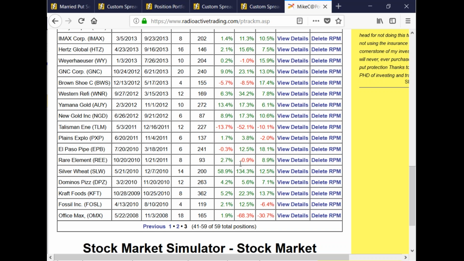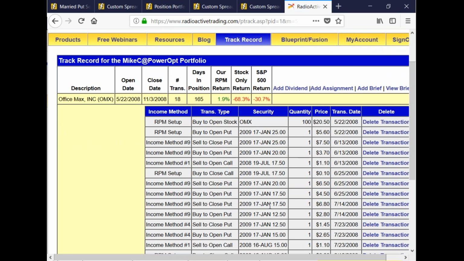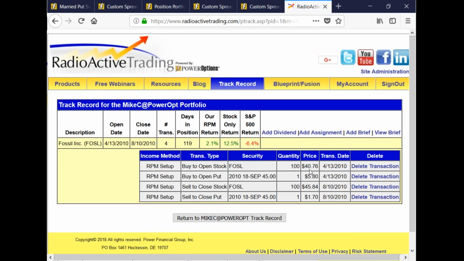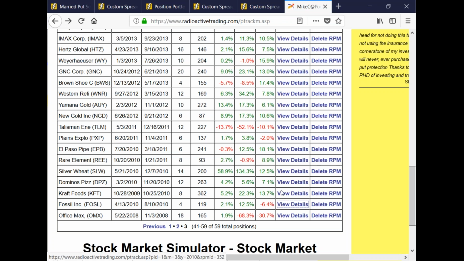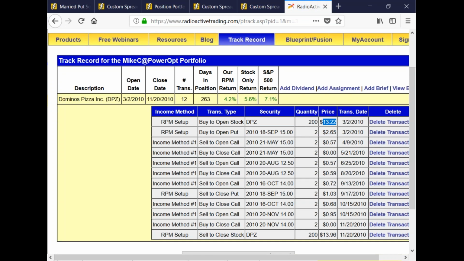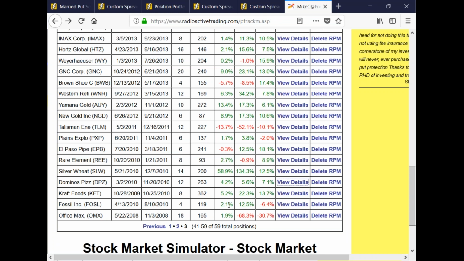So roundabout, very sorry. The first few positions I opened, because I was only allocating a small amount of capital to my account, were $20 in Office Max, Fossil at 12 at the time. Oh, it was, okay, this was another one. This was at 40.76. I'm sorry, that wasn't the one I was thinking of. Domino's Pizza was the one I was thinking of. It was $13 at the time I got in the trade, $13.22. And I started with stocks under $15 per share because that's what I could afford. There are opportunities in the lower price ranges.